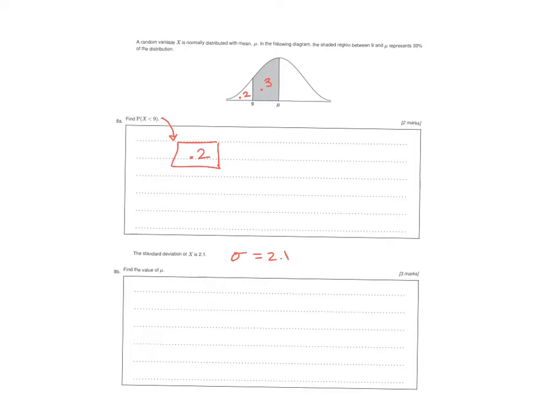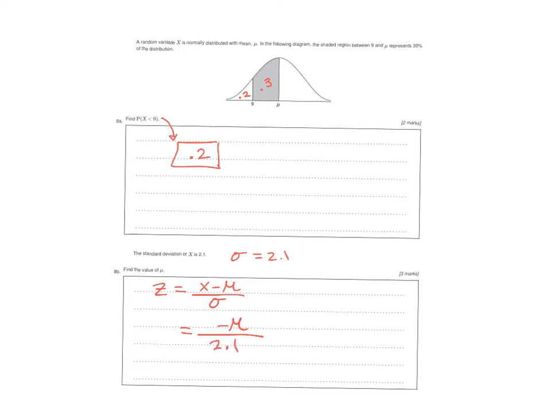Anytime it's asking us to find the mean or to find the standard deviation, we absolutely have to use a z-score. There's no getting around it. So the first thing I would do is write the equation for a z-score, which is on your formula sheet. And so when I do that, I already know some of the information. I know that mu is what I'm finding, and I know the standard deviation is 2.1.